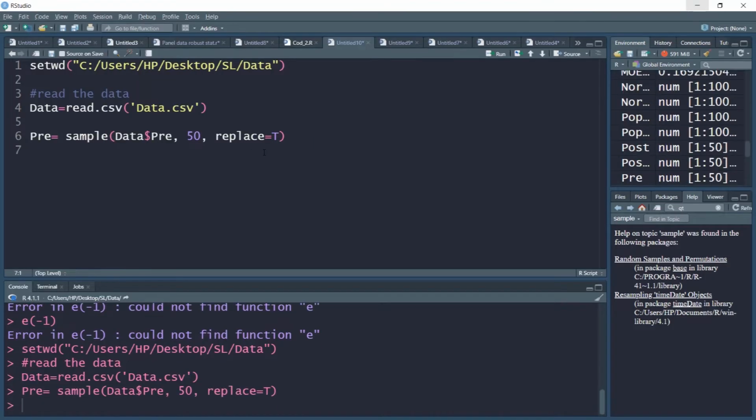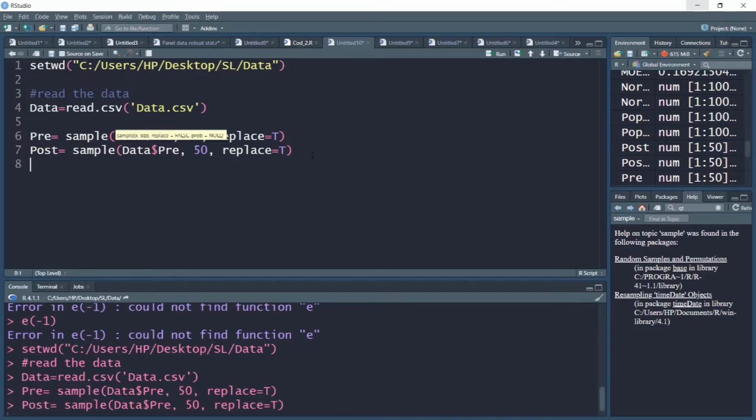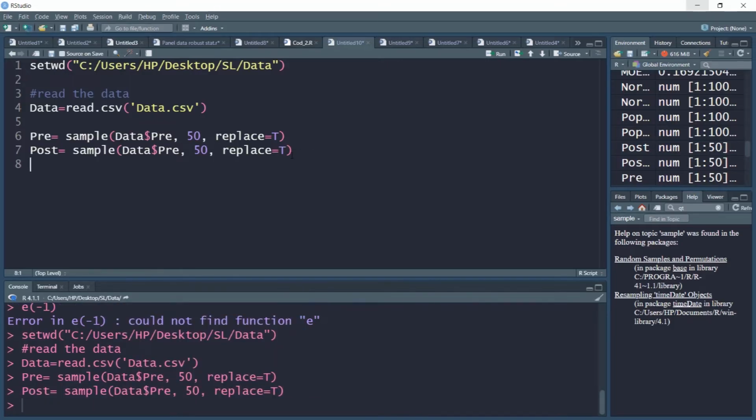Similarly, I can generate my post sample of 50 observations with the sample command. I can use data$post, 50 observations with replacement. So observations are replaced back into the population when the sampling is done. Now that we have generated our pre and post samples of 50 length, we will start with the hypothesis testing. And as a starting point, we'll start our hypothesis testing implementation with a single population.